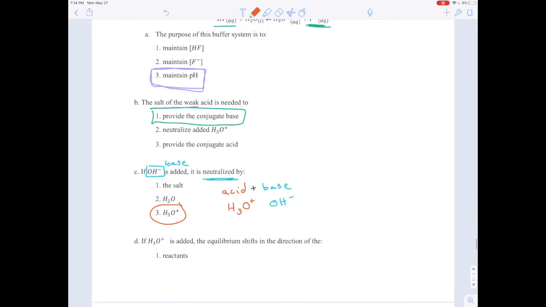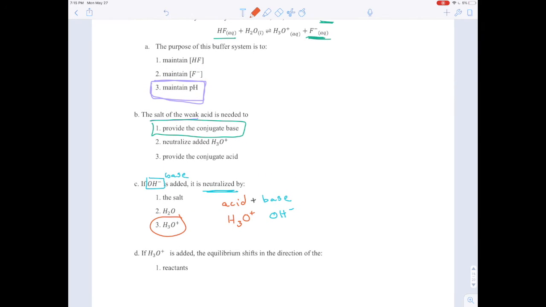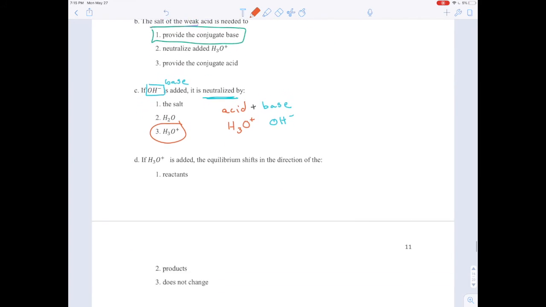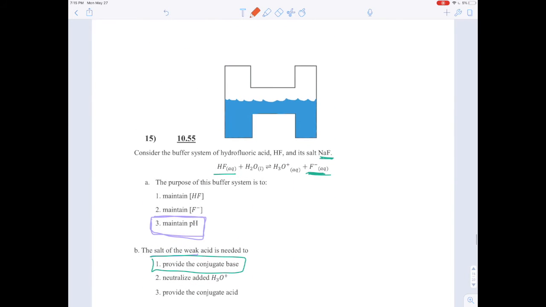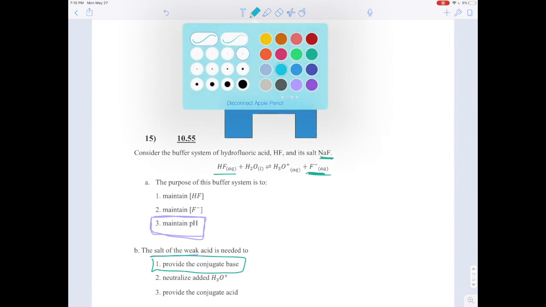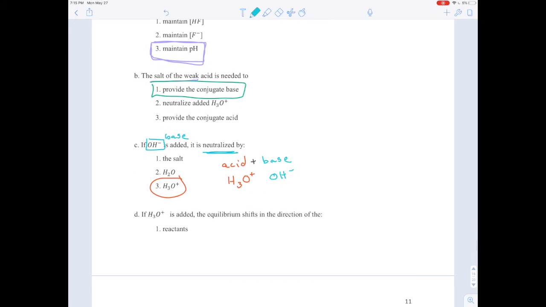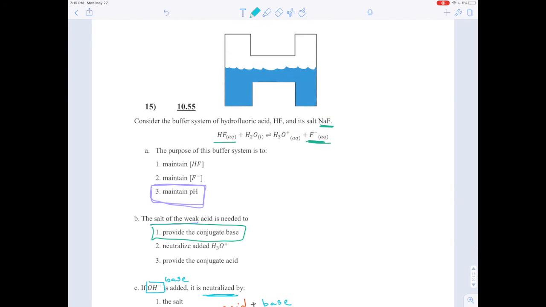from those choices. How about D? If H3O+ is added, the equilibrium shifts in the direction of what? And this is going back to Le Chatelier's principle. The first thing you'd want to do is to figure out whether H3O+ is a product or a reactant. Remember that reactions are divided into 2 sides, the reactants on the left of the arrow and the products on the right. And you can compare that to these 2 sides of this water tank.